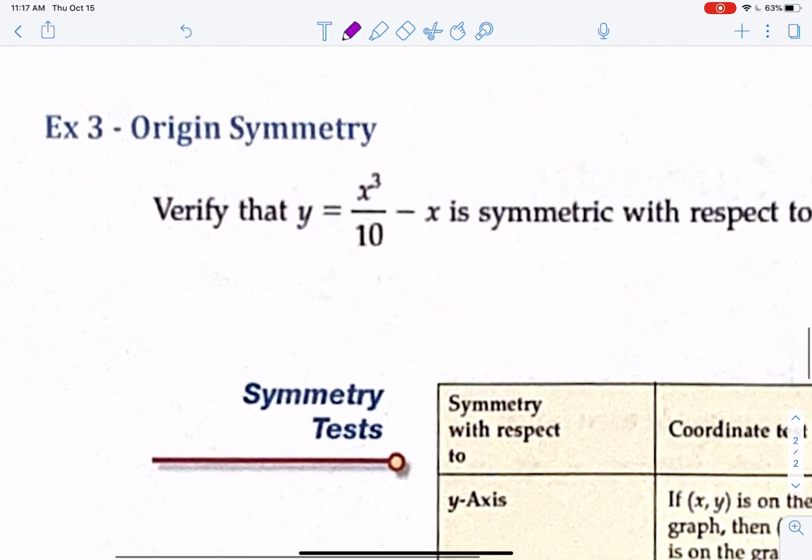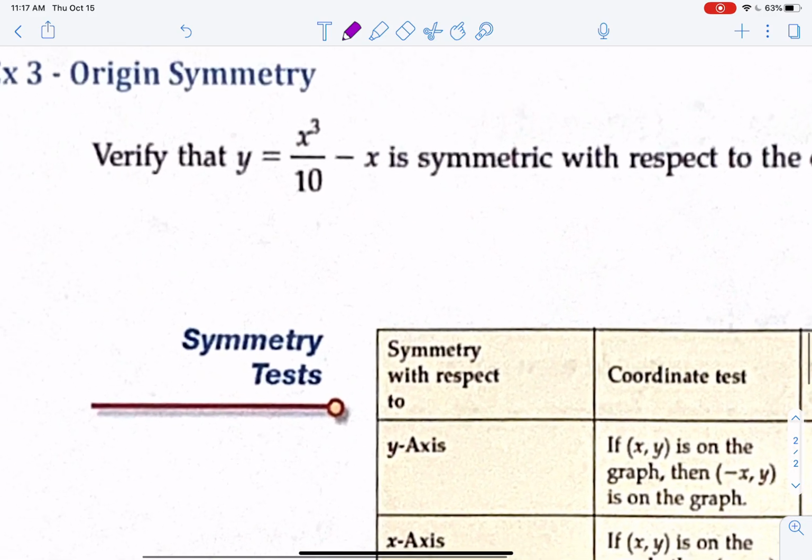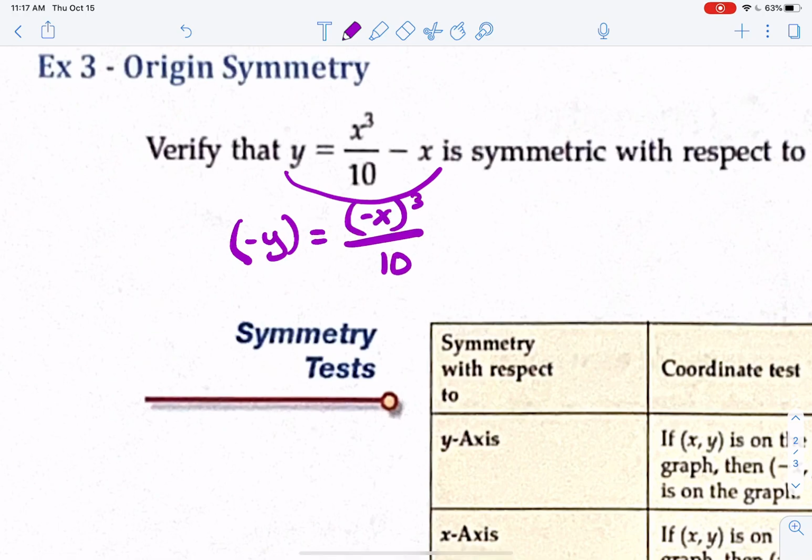So what we're going to test in example 3, which is on the next page, is whether it is symmetric with respect to the origin. Okay, verify that it is symmetric with respect to the origin. So all of the y's I'm going to replace with negative y. All of the x's I'm going to replace with negative x. I put that in parentheses, and then we're going to simplify, okay?